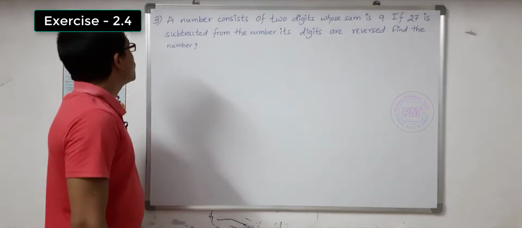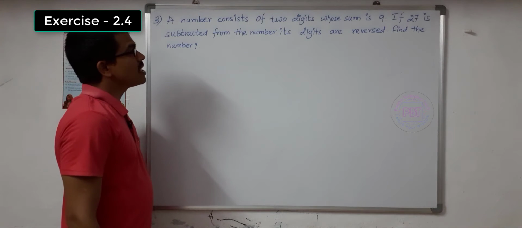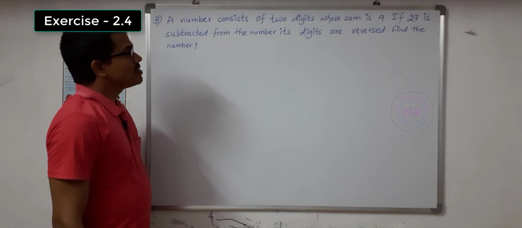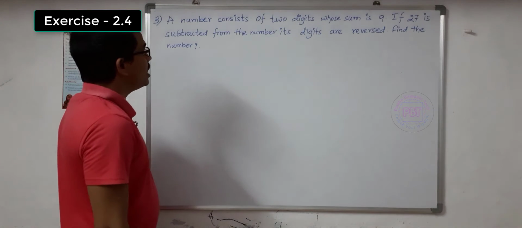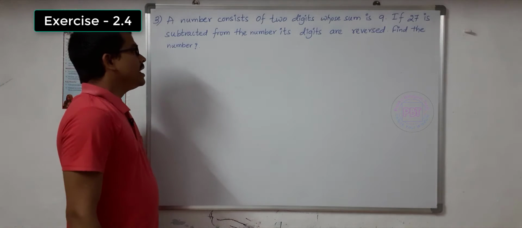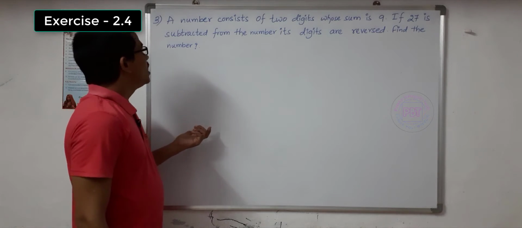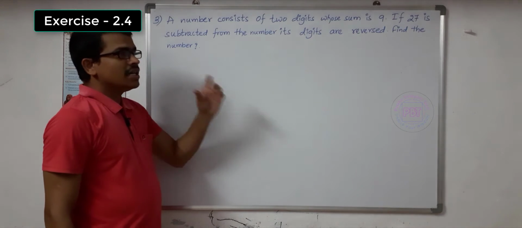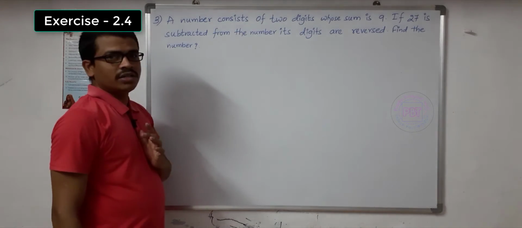Let us see the third question. A number consists of 2 digits whose sum is 9. If 27 is subtracted from the number, its digits are reversed. Find the number. So we have a 2-digit number, the sum of the digits is 9, and if you subtract 27 from the 2-digit number, the result is the reverse of the number. Now we are going to find that number.